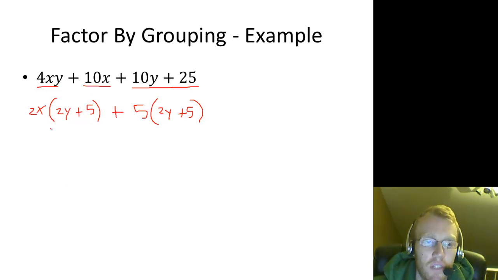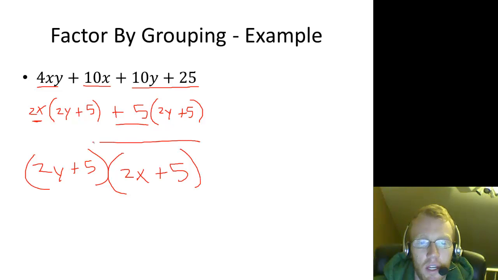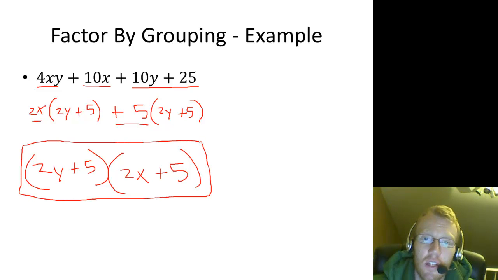And now, from this entire first term and this entire second term, we can take out the 2y plus 5, leaving behind the 2x from the first term and the 5 from the second term. So, it's a pretty cool method. And the way to try to see if you want to use this method is look at your original problem. Still, you can try to factor out if you have common factors. That can be a useful thing to do.